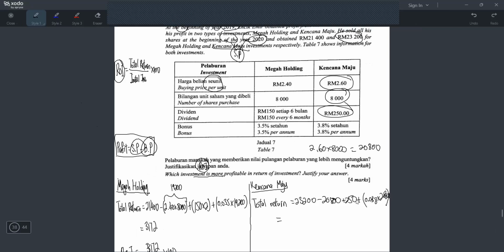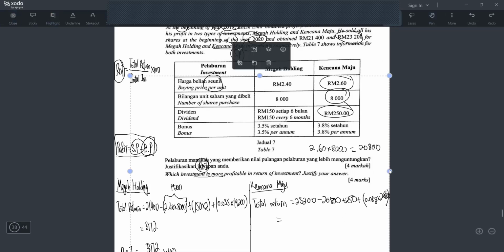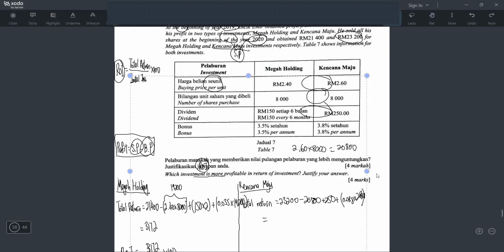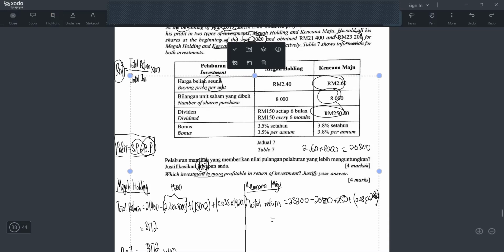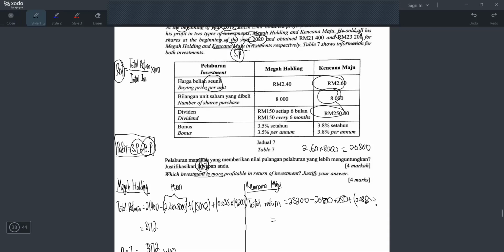Okay, so this one let me write again. 0.038 times 20800. So this is how we calculate bonus. Okay, let's press calculator. 23200 minus 20800 plus 250 plus 0.038 times 20800. Okay, my calculator gives me 3440.4. But of course, this is just the return.